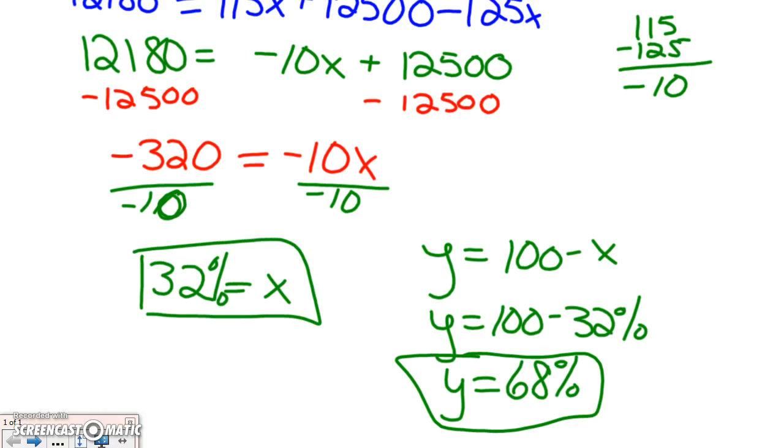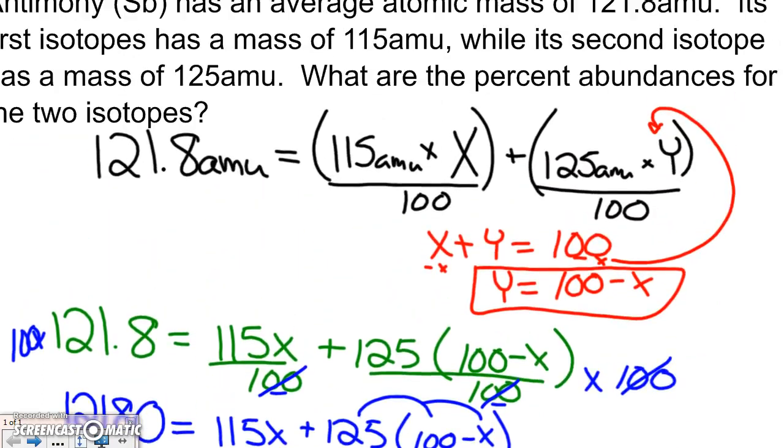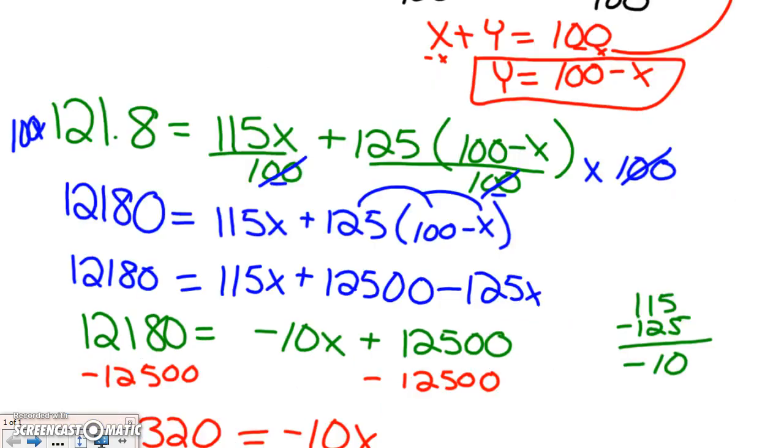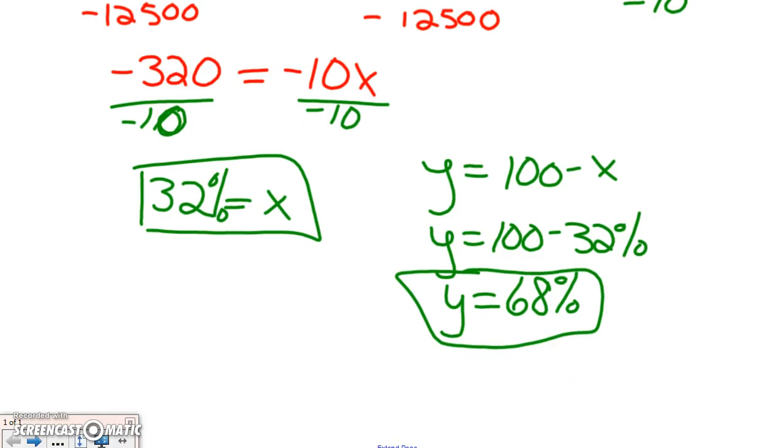Now the best way to do it is to make sure that we add in what it is representing. So if we go back to the beginning of the question, I have Sb 115 and Sb 125. So I'm going to go back down to the bottom. This one represents Sb 115, and this one represents Sb 125.